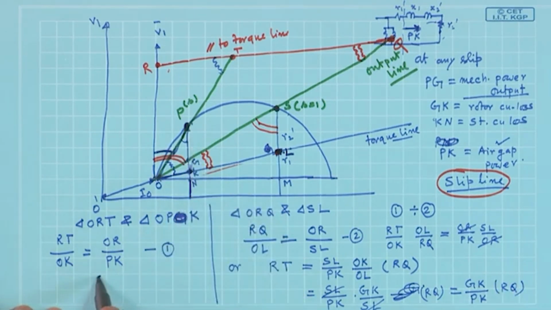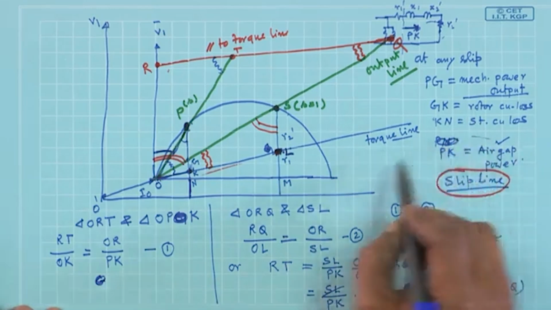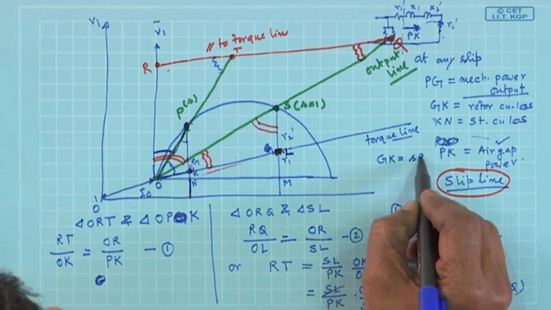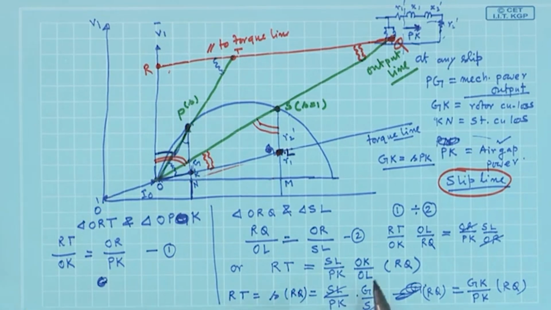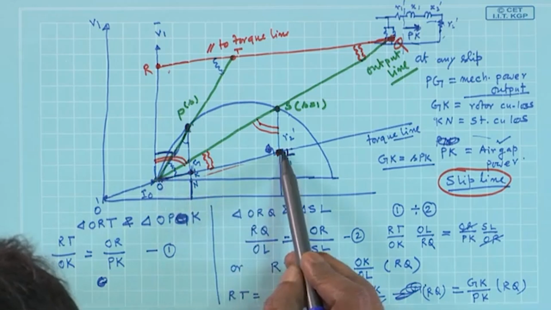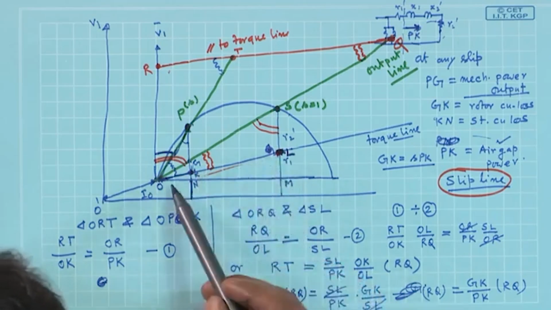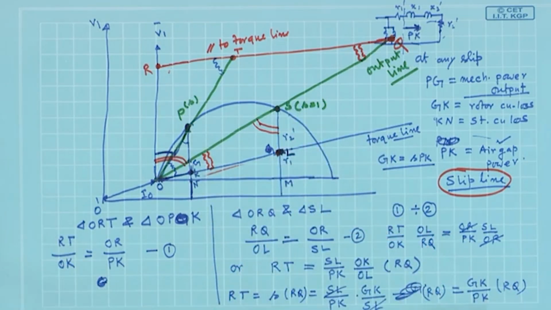But what is GK by PK? PK is the air gap power and GK is the rotor copper loss, which must be equal to S into PK. Therefore, you get RT is equal to S into RQ. This is the trick here: OK by OL, once again these are all parallel. So, OK by KL will be same as ON by OM, which is same as GK by SL. That I have applied and I get this.